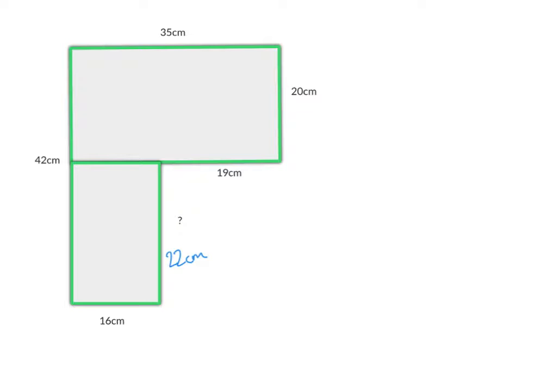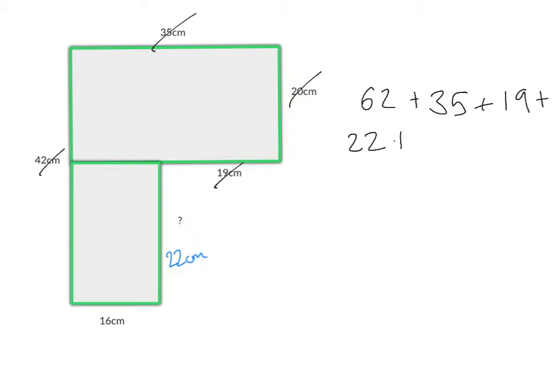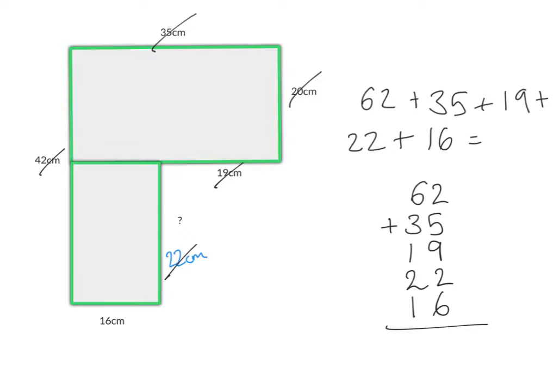And now let's add up all the sides. I'm going to start with 42 and 20. If I add those together, I get 62. And then I'll just do the rest how they are. Add 35. Make sure you're crossing them out. Add 19. Add 22. Add 16 equals. Okay, and I've put all of my numbers in a place value grid for my column addition.